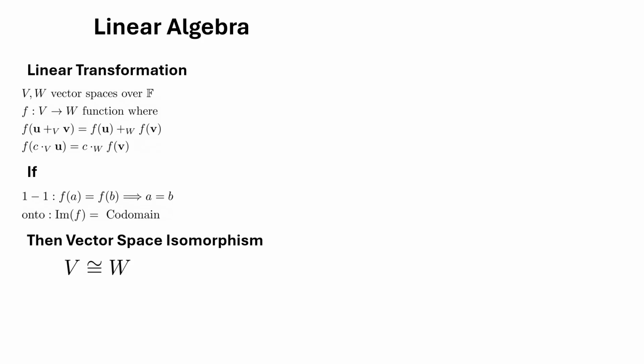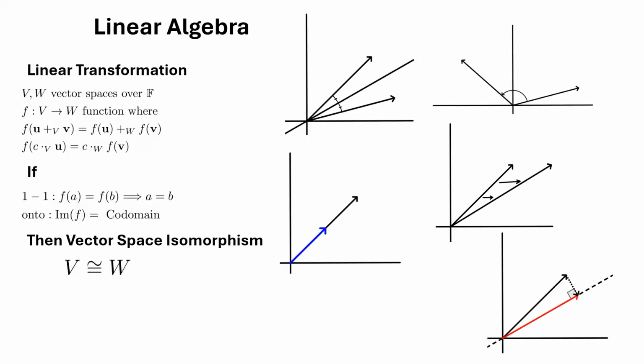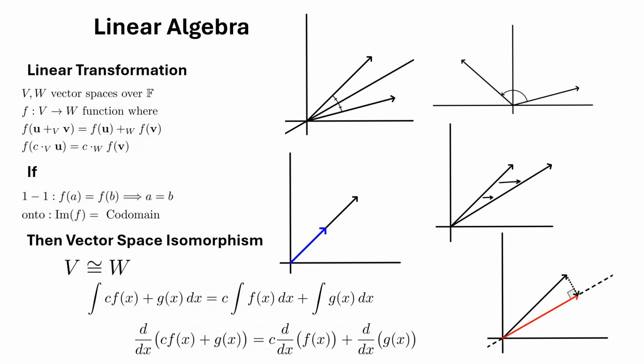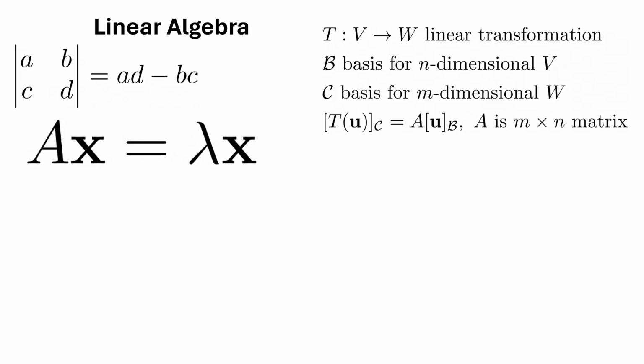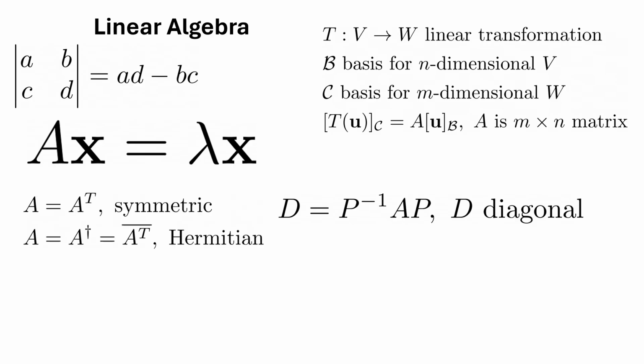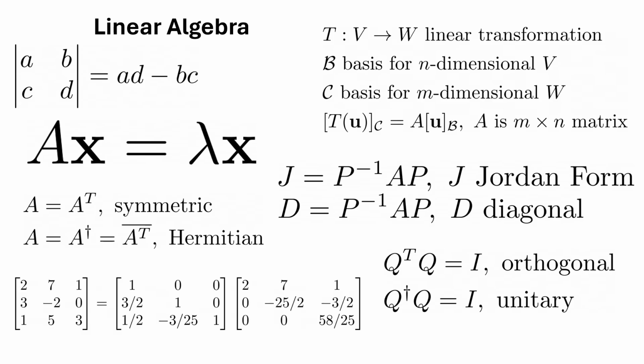Many important operations and functions are linear transformations, including reflections, rotations, scalings, shears, projections, the integral, the derivative, and other differential operators. Linear transformations between finite dimensional vector spaces can also always be represented by a matrix, and there are many results about matrices and transformations that are incredibly useful and important, such as determinants, eigenvalue-eigenvector problems, diagonalization, symmetric and Hermitian matrices, orthogonal and unitary matrices, canonical forms, and various matrix decompositions.